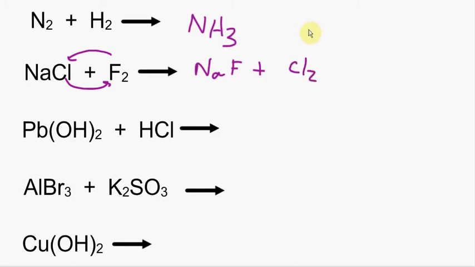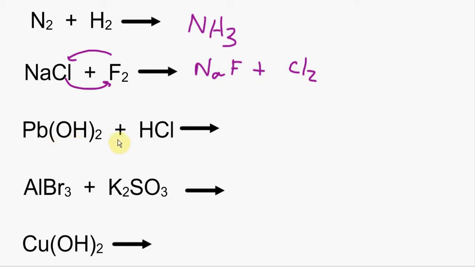Chlorine is written as Cl2 because it's a diatomic, one of those magnificent 7s on the periodic table. They exist as diatomics, meaning there's 2 of them, so Cl2. Again, this is not a balanced chemical reaction, but we'll worry about balancing later. Again, the fluorine and chlorine have traded positions in a single replacement reaction.